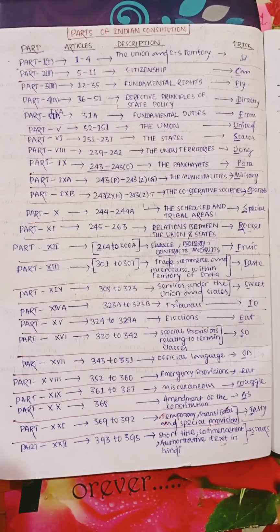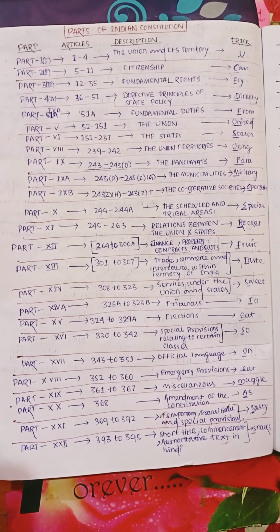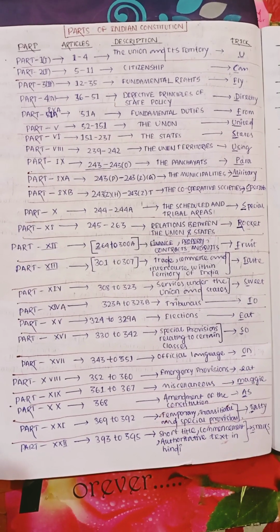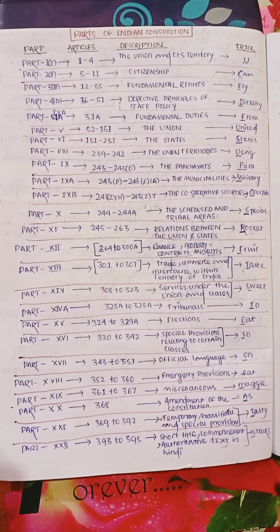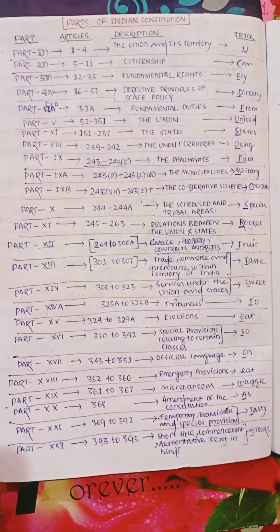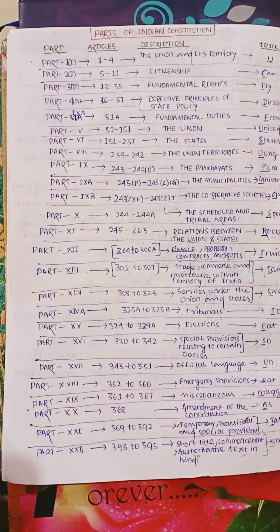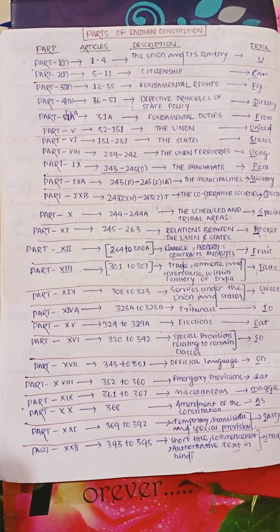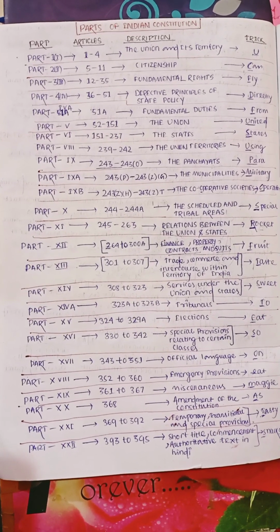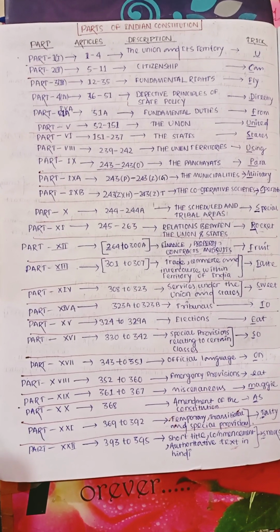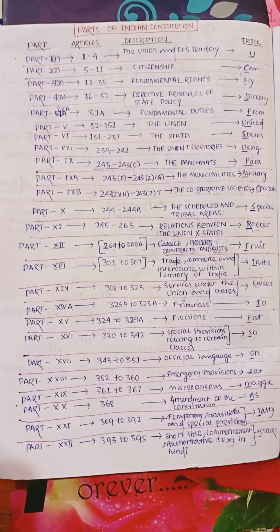In part 17, the part 17 states about official languages. The articles are 343 to 351. In 18, the articles are 352 to 360 states about emergency provisions, which is very important from the exam point of view.